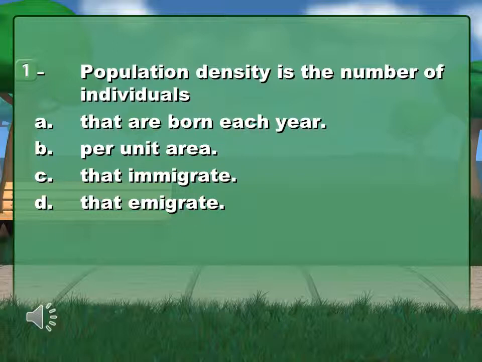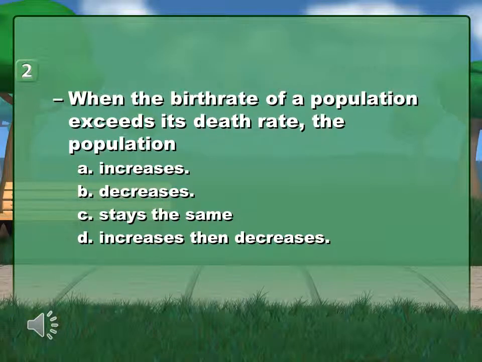Population density is the number of individuals, A, that are born each year, B, per unit area, C, that emigrate, or D, that emigrate. If you answered B, you're correct. Per unit area. When the birth rate of a population exceeds its death rate, the population will A, increase, B, decrease, C, stay the same, or D, increase then decrease. If you answered A, increases, you're correct.